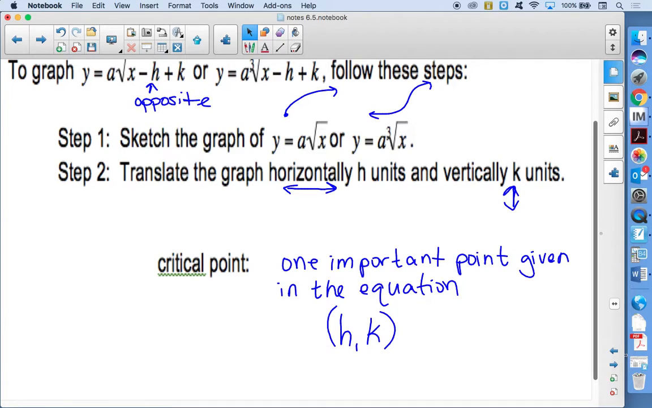So the critical point is the one point that we're going to draw from the equation. The others we'll have to come up with on our own that create our t-chart so that we can graph. But it's based off of the h and the k in the equation. So there are 4 graphs on the next page, and we're going to see if we can just work through those 4 graphs together.